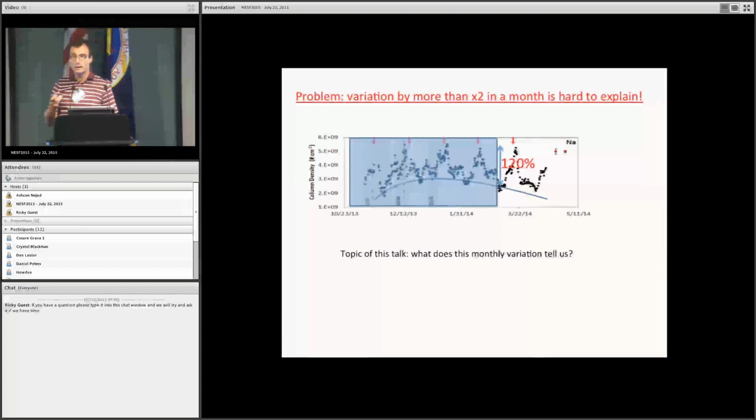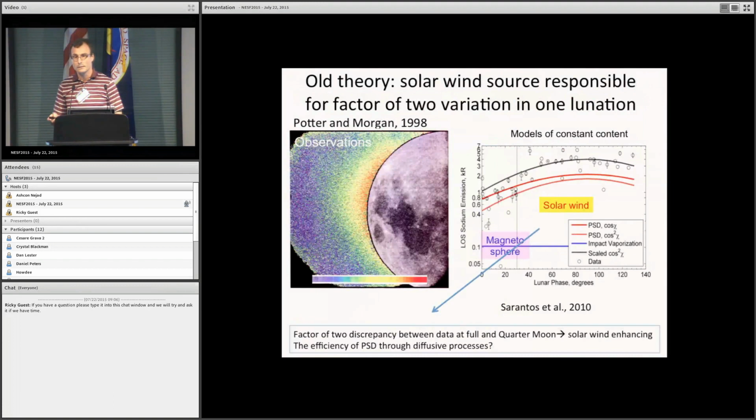And it turns out it's really hard to explain this with our models. I will be discussing what this variation tells us about both the composition of sodium in the soil as well as the processes that promote it in the air. We previously thought that there is a factor of 2 variation from telescopic observations, and it becomes a bit more obvious when you plot these observations as a function of lunar phase.